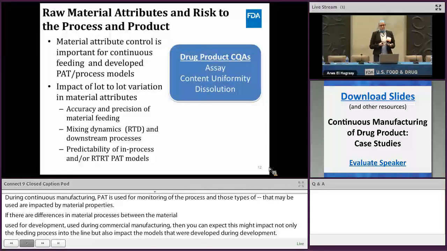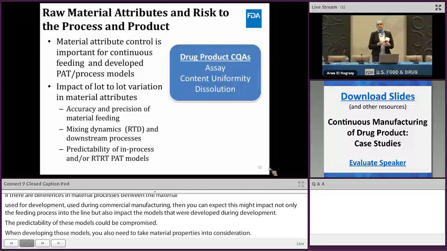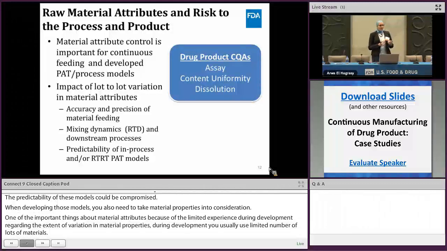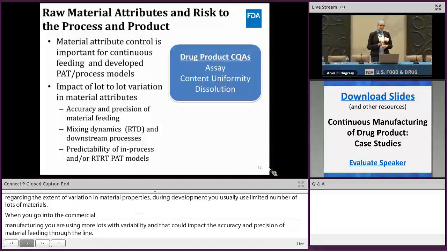And one of the important things about material attributes is the limited experience during development regarding the extent of variation in material properties. So during development, usually you use a limited number of lots of materials, but then when you go into the commercial manufacturing arena, then you are using more lots with more variability, and that could impact the accuracy and precision of material feeding through the line. It could impact the mixing dynamics. So if you're using models to predict the mixing dynamics, that could impact the accuracy of these models.